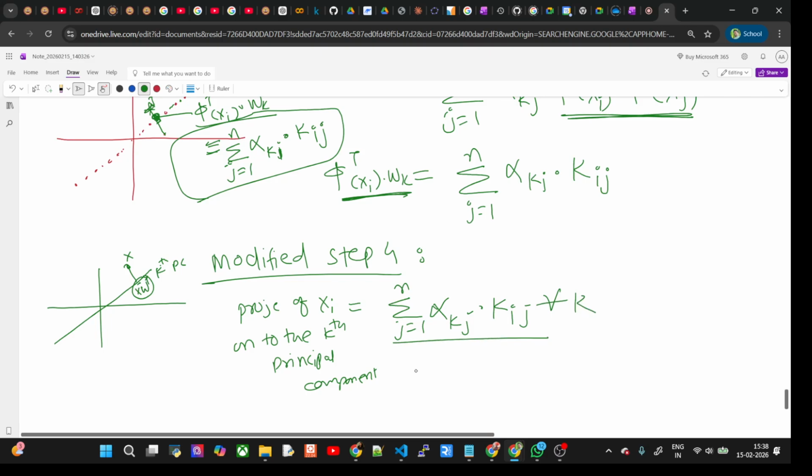That's all. Means you are calculating, for j equal to 1, alpha of 1 j into k of ij.